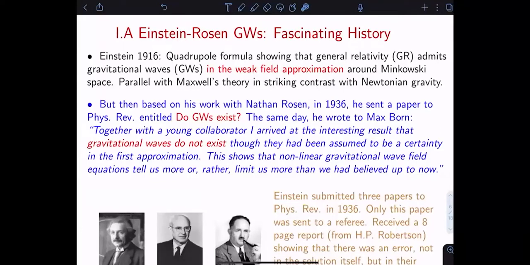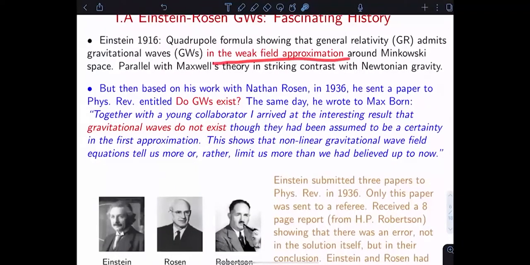But of course, he did it using Minkowski space and a weak field in Minkowski space. So linearized gravity in Minkowski space. As I said, this was in parallel with Maxwell theory, where the field waves can carry away energy and momentum, whereas in Newtonian gravity, of course, there are no gravitational waves at all. So Einstein showed that linearized gravity is like Maxwell theory.